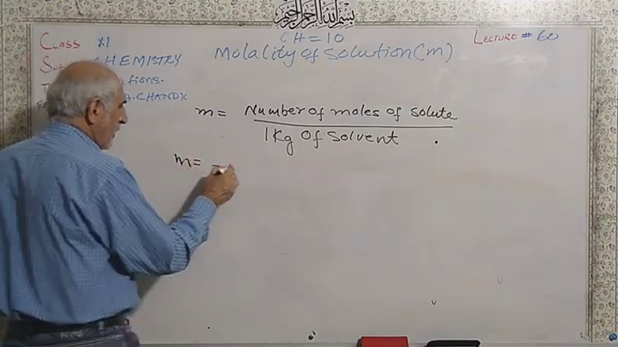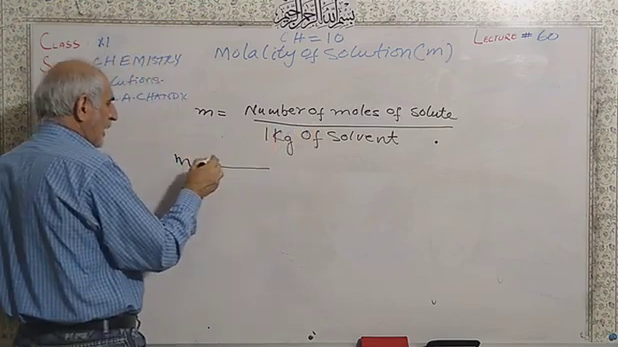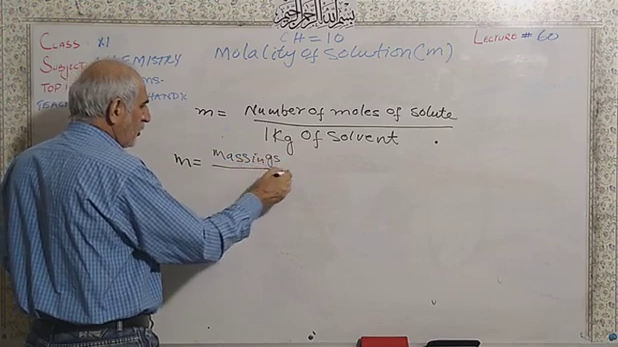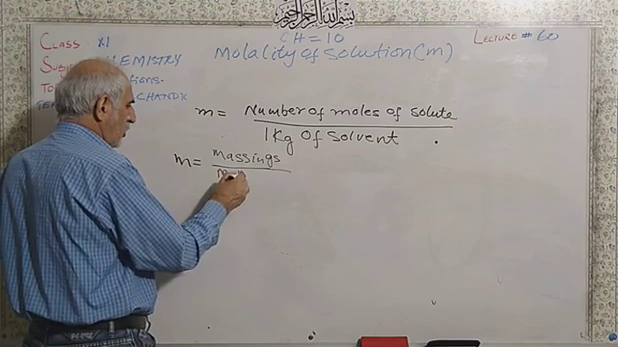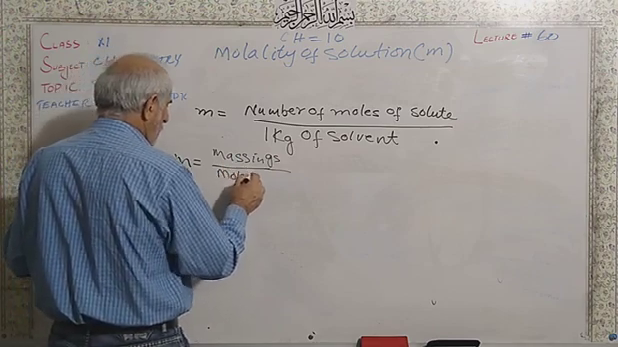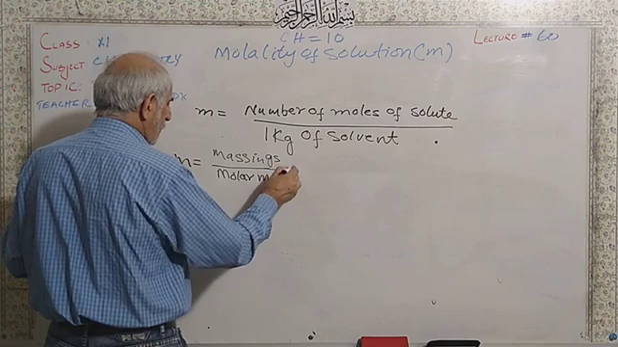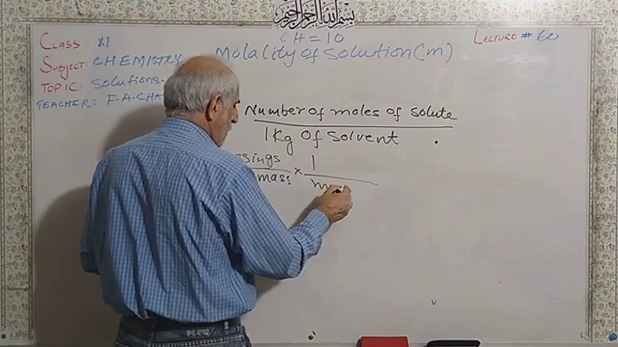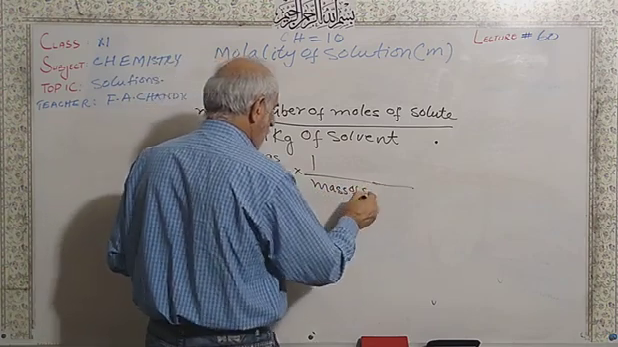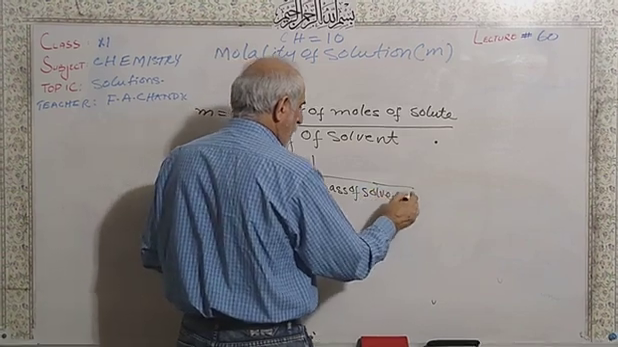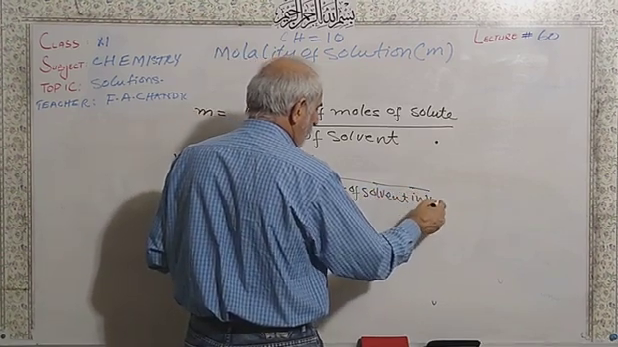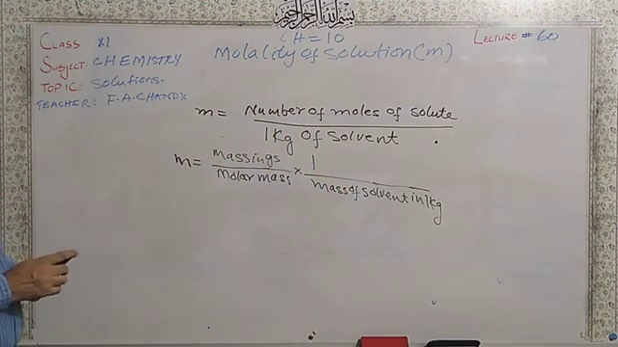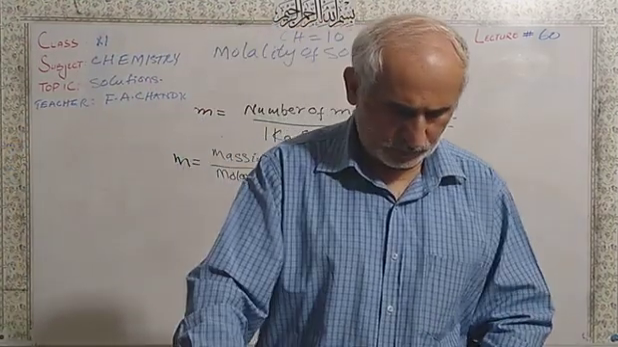So molality is number of moles. I can write mass in grams of solute divided by molar mass of the solute multiplied by 1 over mass of solvent in 1 kilogram. So this is the formula of molality.